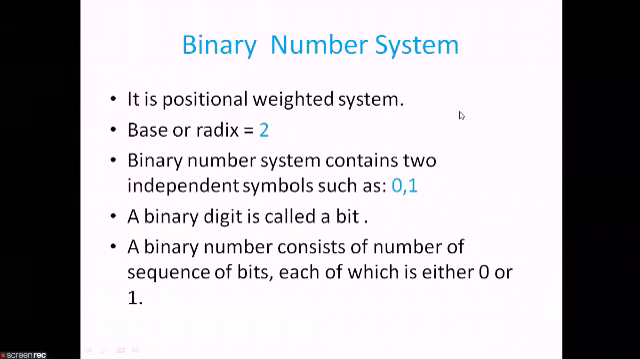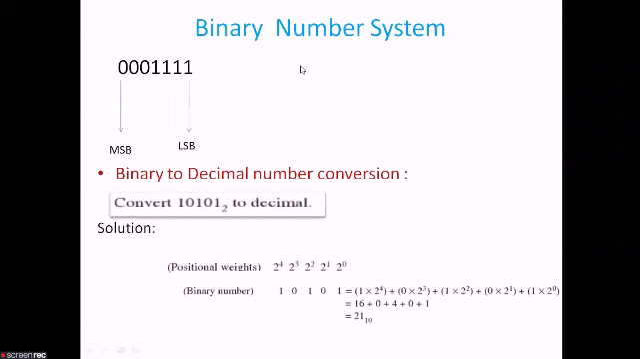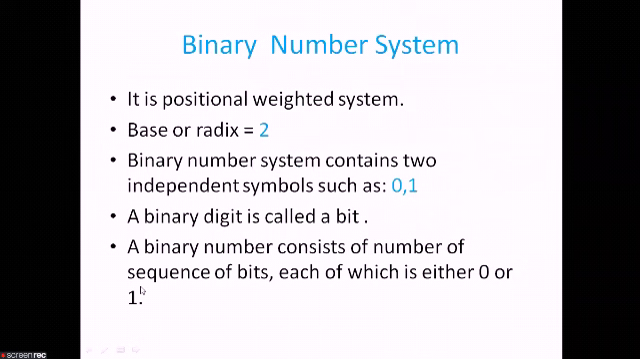Next is the binary number system. The binary number system is also a positional weighted system. The base or the radix of this number system is 2. Why? Because it has two independent symbols, 0 and 1.